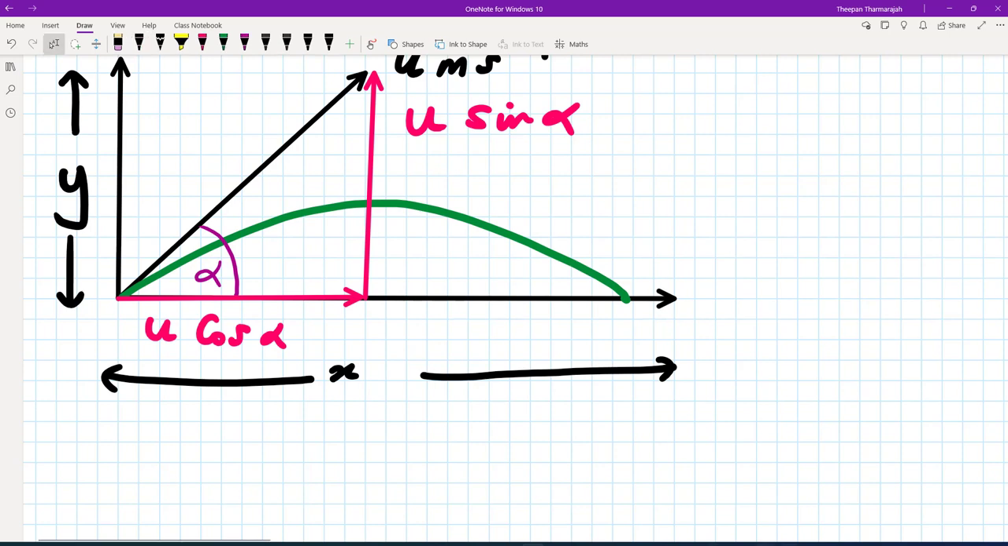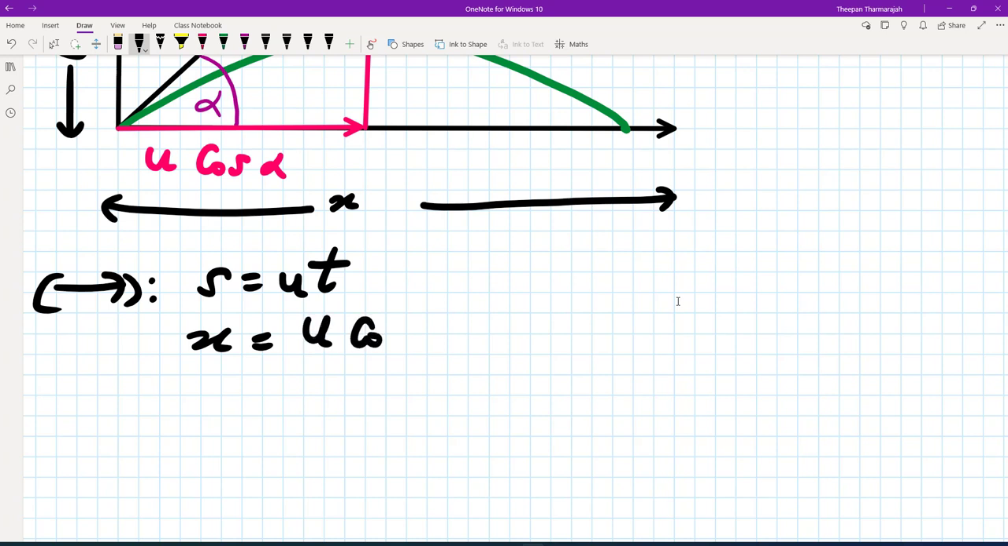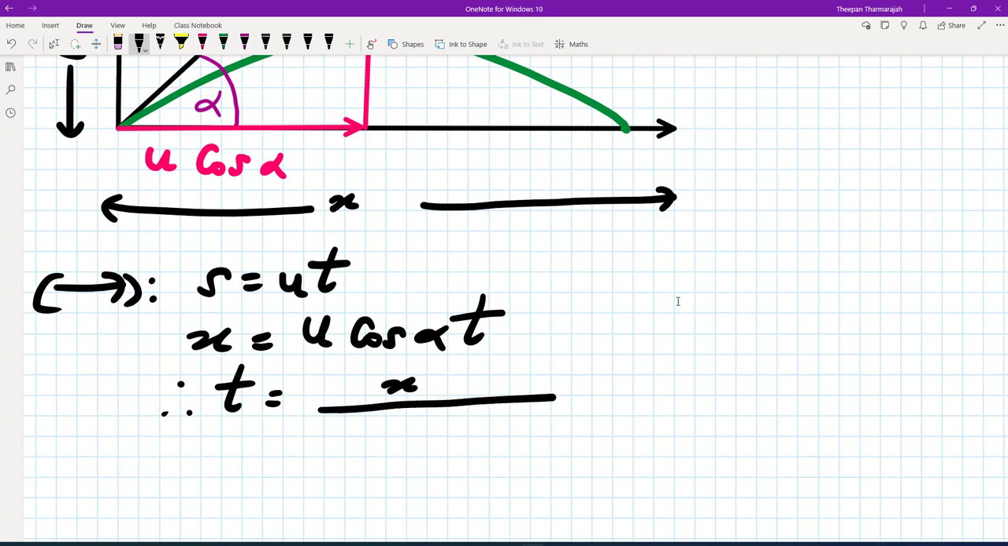So what we're going to do is take the horizontal motion first. Taking the horizontal motion, we can say that S equals ut. So in our case, x is equal to u cos alpha multiplied by t. Therefore, the time of flight is x divided by u cos alpha.